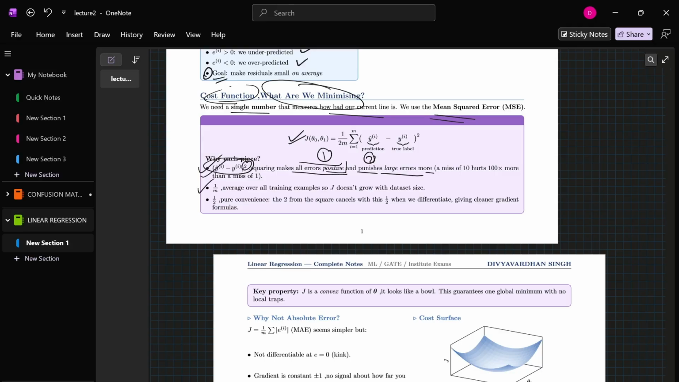Okay, now we have 1 by m. Why do we divide by m? Dividing by the number of training examples means the cost doesn't just grow as we add more data to it. So it's averaging the error, not accumulating it.